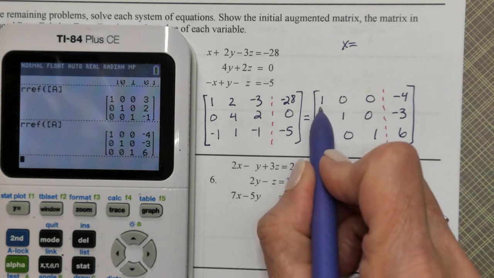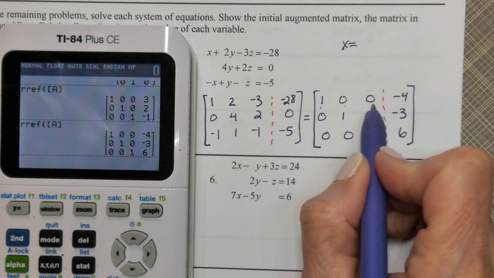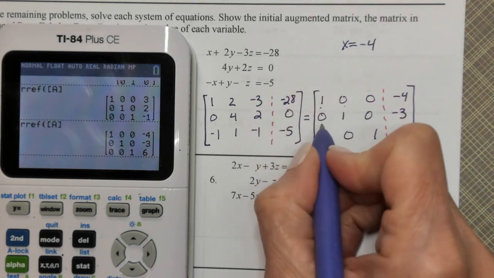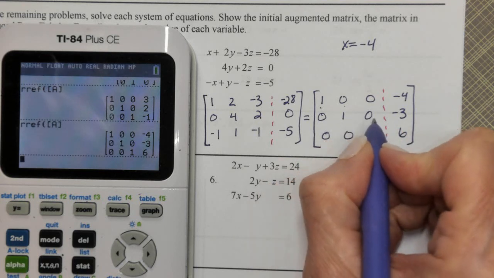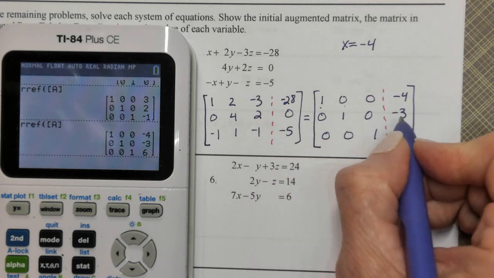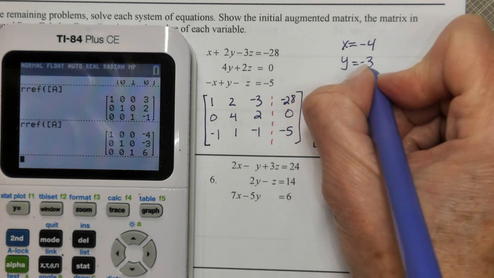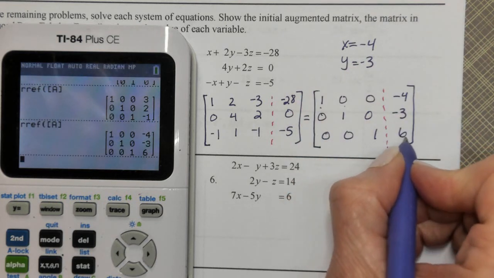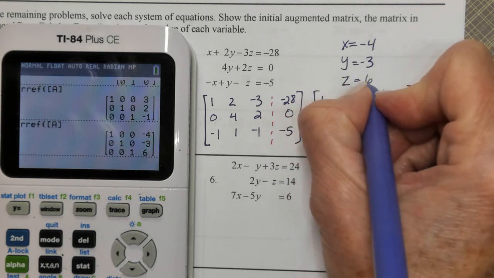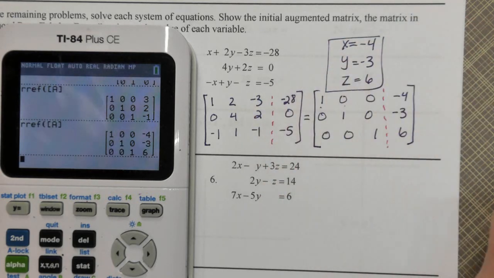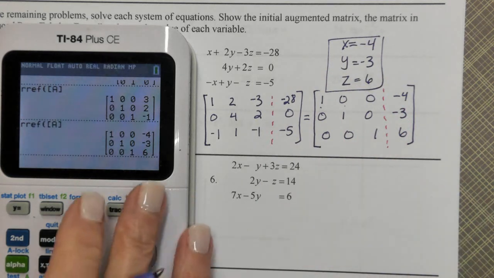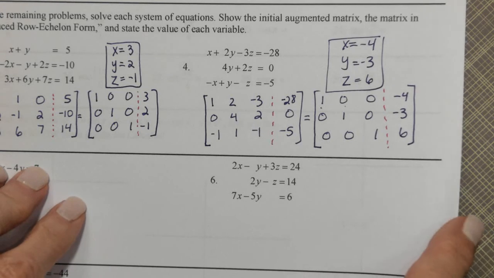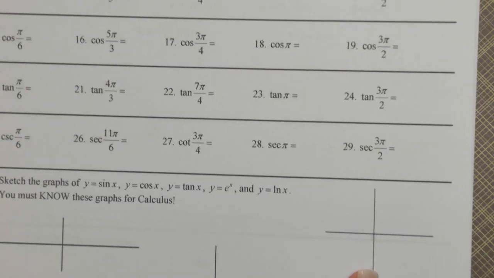So x plus 0y plus 0z is negative 4. 0x plus y plus 0z is negative 3, so y is negative 3. 0x plus 0y plus z is equal to 6, so z is equal to 6. Very impressive with what these calculators can do. And that is how we solve a system of equations with a calculator.